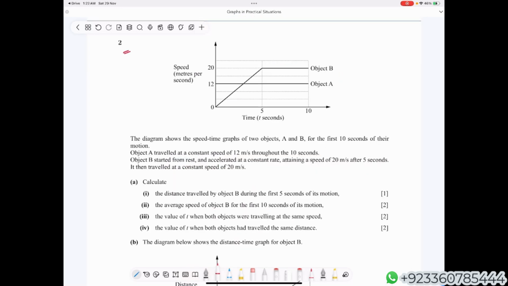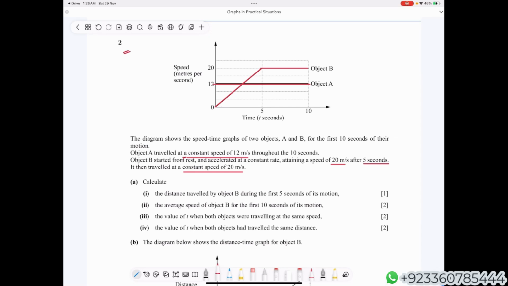The diagram shows the speed time graph of two objects A and B for the first 10 seconds of their motion. Object A traveled at a constant speed of 12 meters per second throughout the 10 seconds. Object B started from rest and accelerated at a constant rate, attaining a speed of 20 meters per second after 5 seconds. It then traveled at a constant speed of 20 meters per second. So you can see object A is traveling at a constant speed, a horizontal line, zero gradient. That means zero acceleration. And object B starts from rest, first accelerates with a constant rate and reaches 20 meters per second in 5 seconds, and then starts to move at a constant speed.